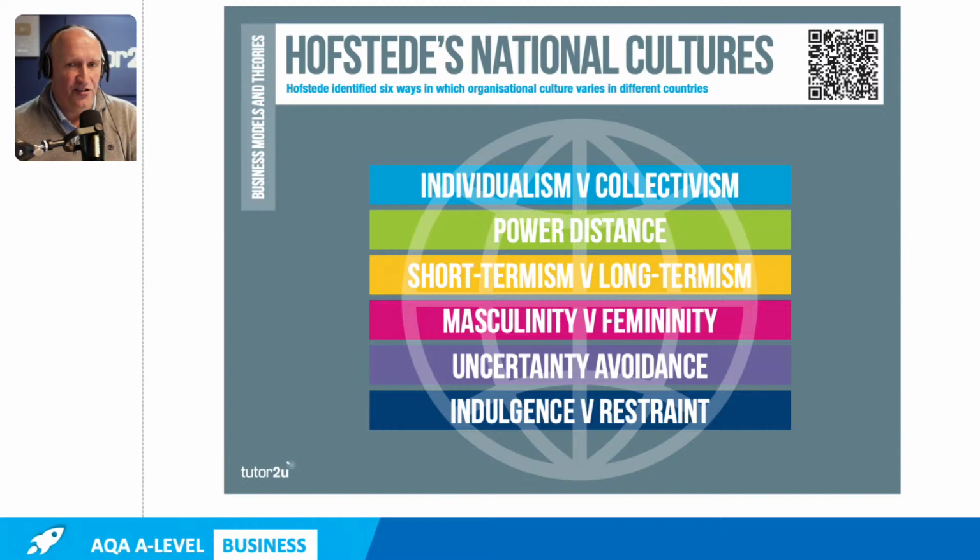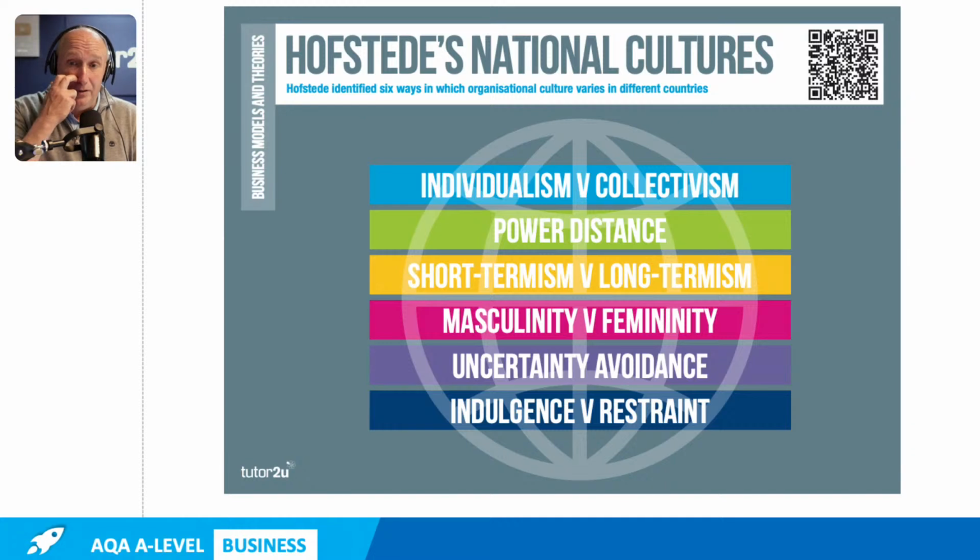And what the Hofstede Institute did was identify a series of dimensions where you could create an index. Low number, high number, 0 to 100. And depending on what dimension they were looking at, certain types of countries tend to have low numbers, certain types of countries tend to have high.